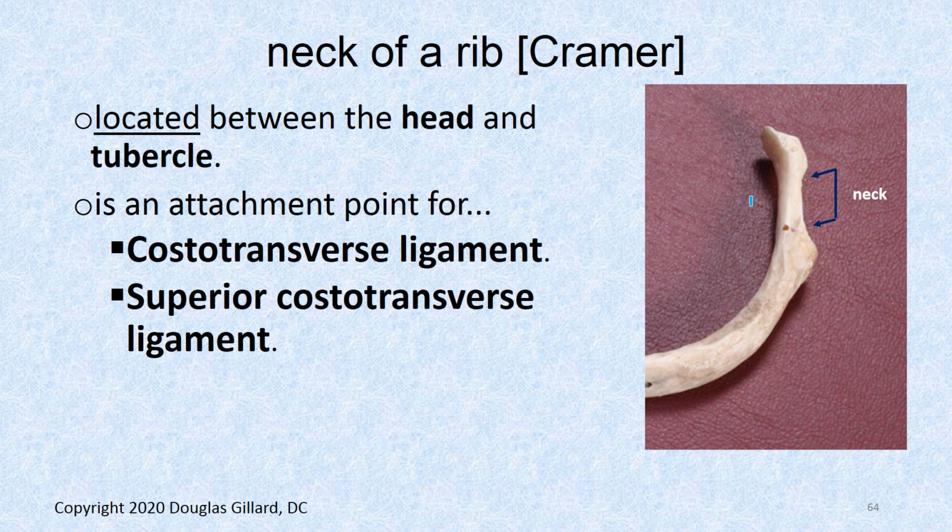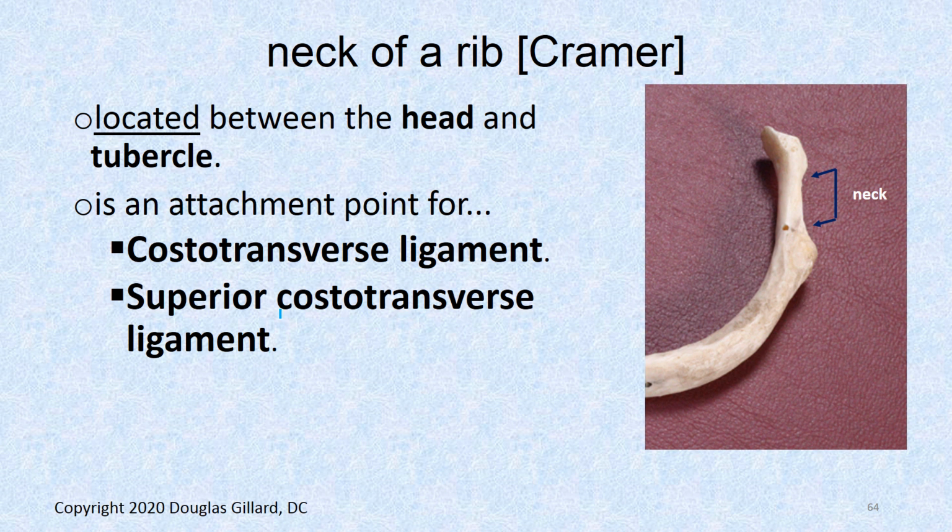All right, now here's just another real one. There's the neck. And you can see the tubercle looks a lot better in this real one. There's the head of the rib. The neck of the rib is located between the head and the tubercle of the rib. It's the attachment point for 2 key ligaments, the costotransverse ligament, and then the superior costotransverse ligament.